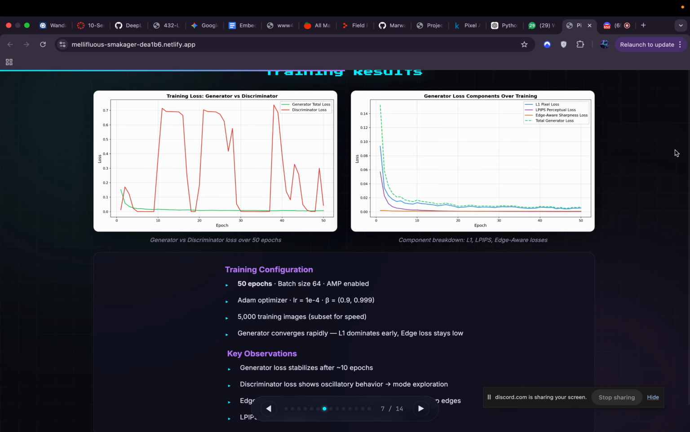The right chart breaks down the generator loss components. L1 pixel loss dominates early training, and then LPIPS perceptual loss provides structural guidance, and notably the edge-aware sharpness loss stays near 0 throughout, meaning the model quickly learns to avoid anti-aliased edges. Okay, next.